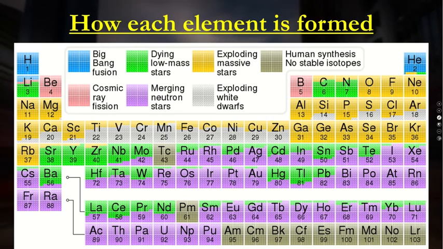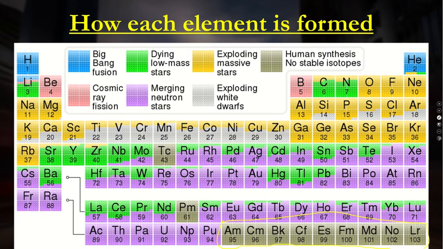Okay, so if you have a look at this diagram, it illustrates quite nicely how each element of the periodic table is formed. Now, obviously, the ones down here, 95 onwards, fall under human synthesis. So we have developed the technology where we can make artificial atoms. All those though tend to be quite radioactive, so they're not very stable. They break down very quickly.